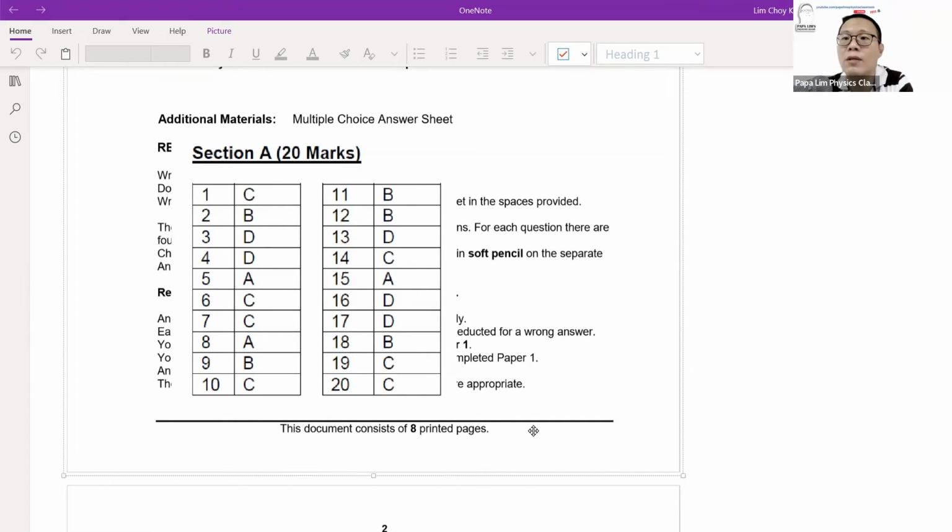Same as before, if you need a certain question, feel free to drag the video to the respective timing so that you get the relevant understanding or explanation for that particular question.